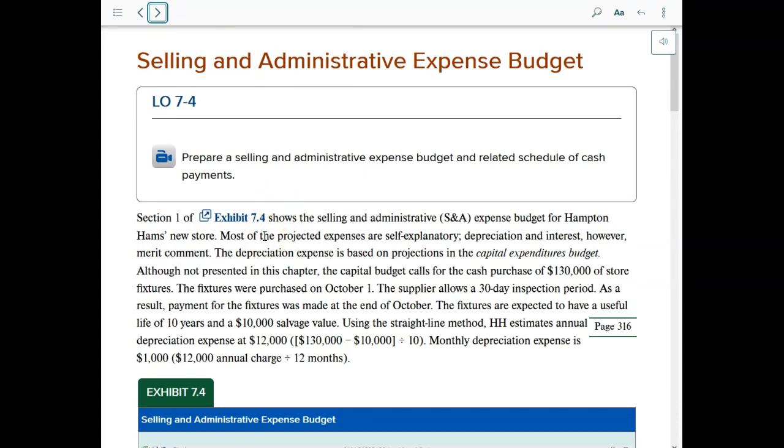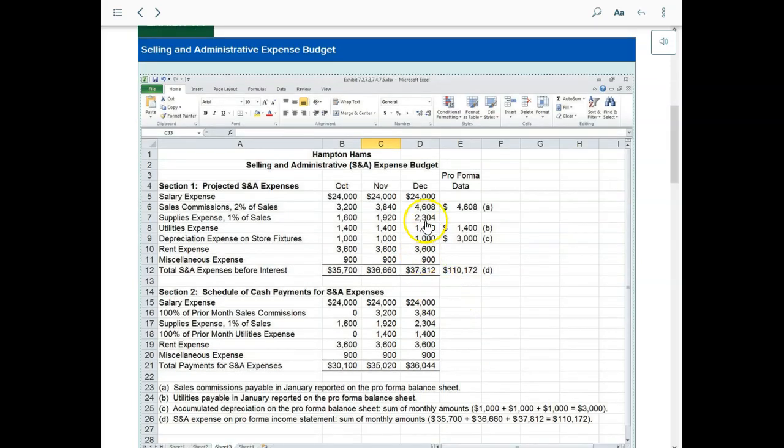Selling and administrative expense budget. Okay. This will relate to what we think we're going to pay for, or really incur, I should say, at the beginning here. Incur as to selling and administrative expenses for these 3 months. And they do some talking here about where some of the numbers are coming from. So, this is just a budget for the expenses, right?